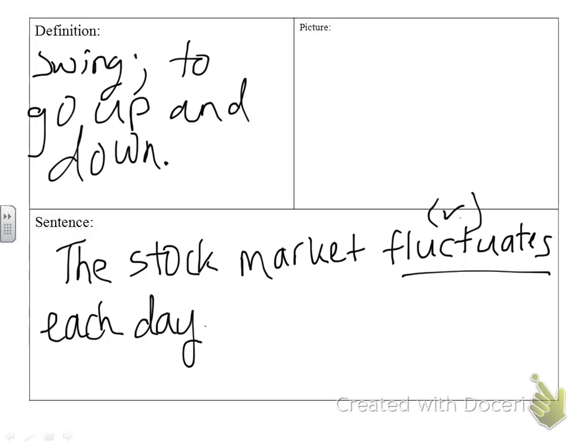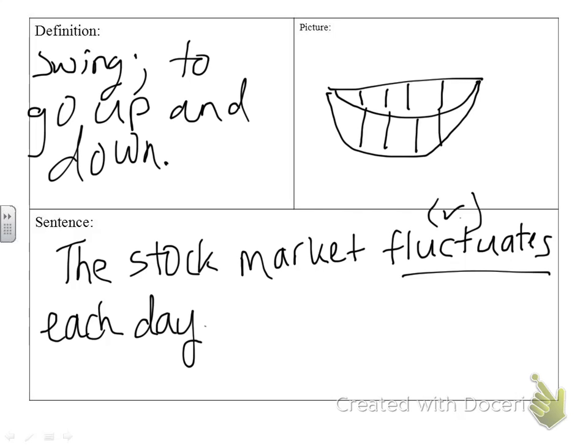Here's our story for fluctuate. The dental hygienist says, floss and wait. Floss and wait, fluctuate. Go up and down and back and forth on each tooth. Please floss your teeth and then wait for the dentist. She should be in shortly. So you think of the floss going back and forth. That's the floss fluctuating. Okay? So you can draw a big mouth with lots of teeth and a piece of floss kind of going through.